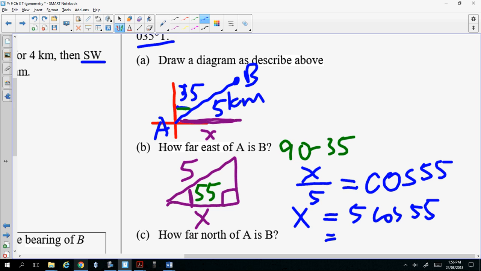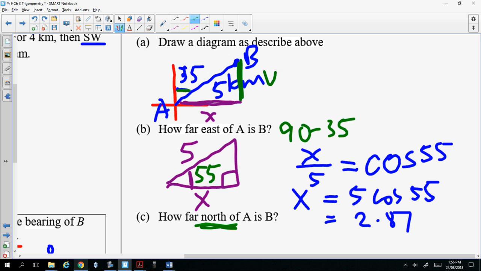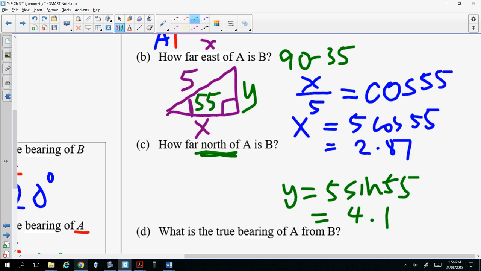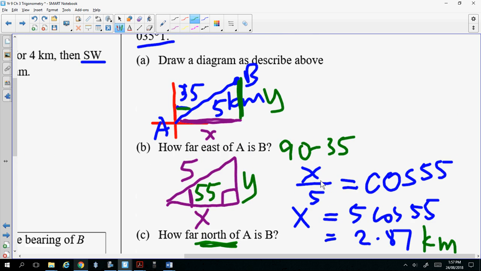How far north? So you find this one, y. So y equals 5 sine 55, and you should get 4.1. Does that make sense? And then finally, what's the true bearing of A from B? You draw a cross at B, and you have to find this angle. Not southwest, because that angle is not 45 degrees. Yes, 180. Why is it plus 35?